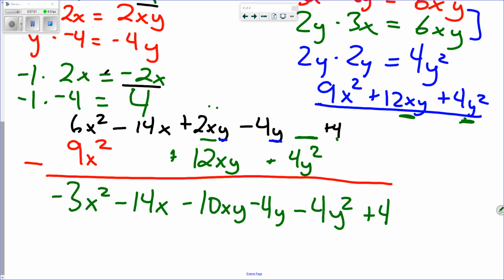So we have expanded and simplified the original term into this long behemoth right here. Negative 3x squared minus 14x minus 10xy minus 4y minus 4y squared plus 4.